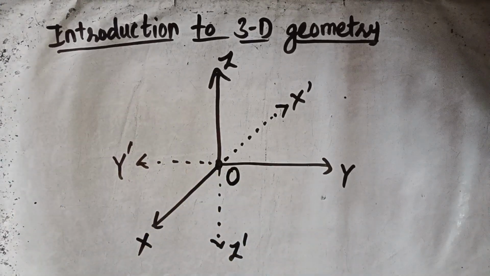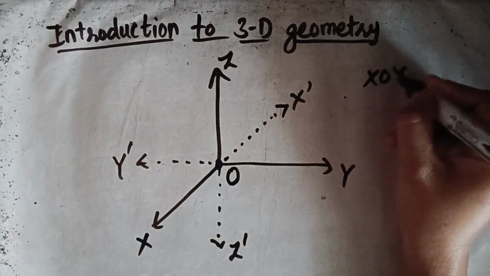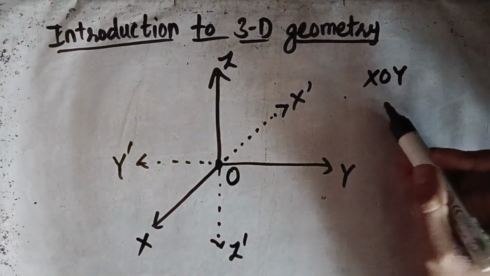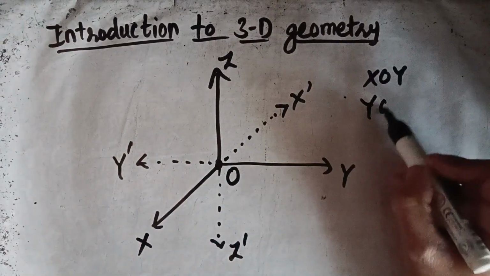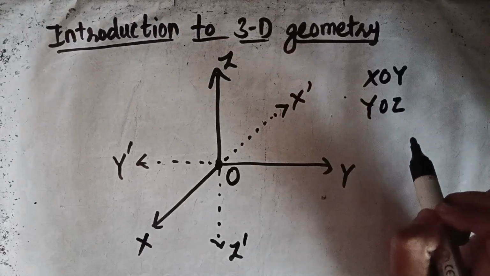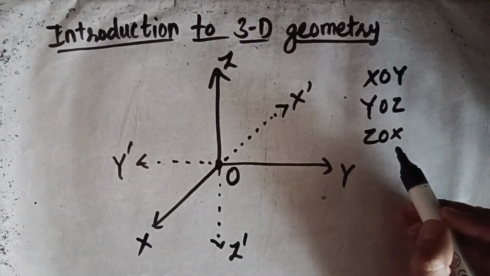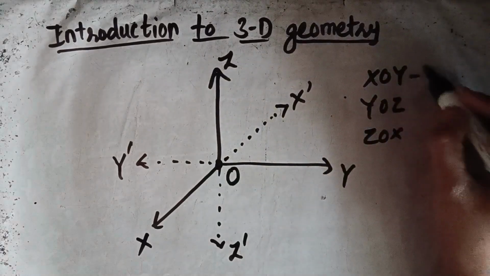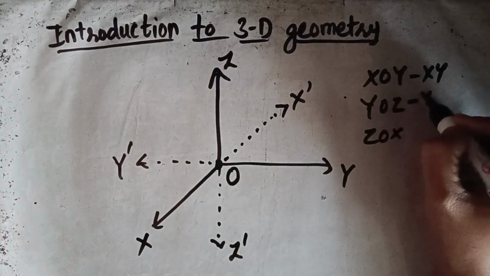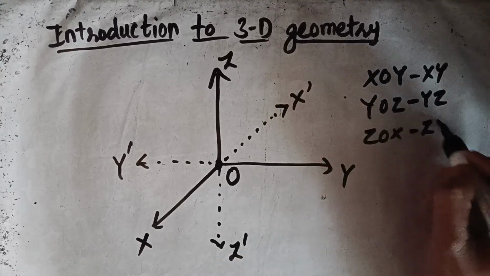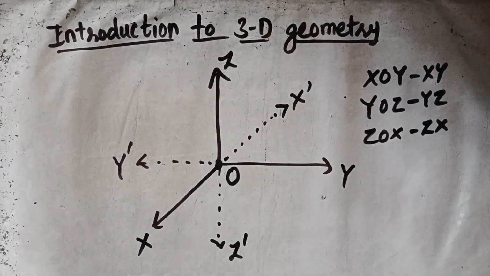So the planes x, o, y. This plane, then y, o, z, then z, o, x are called, this is your xy plane, this is your yz plane, and this is your xz plane, or zx plane. These are the three coordinate planes.